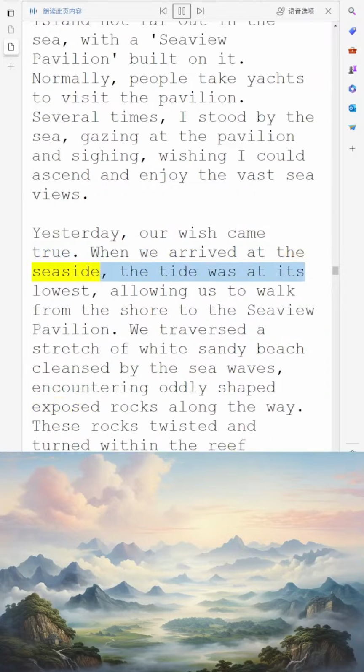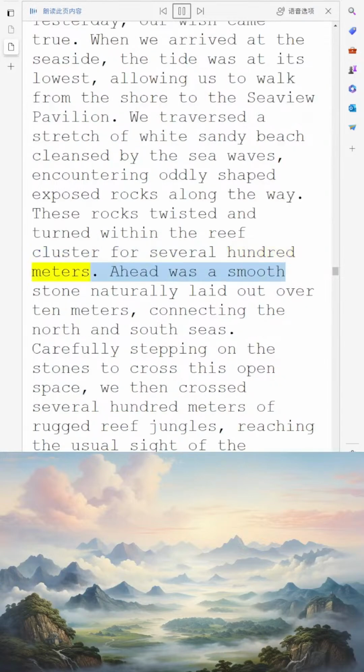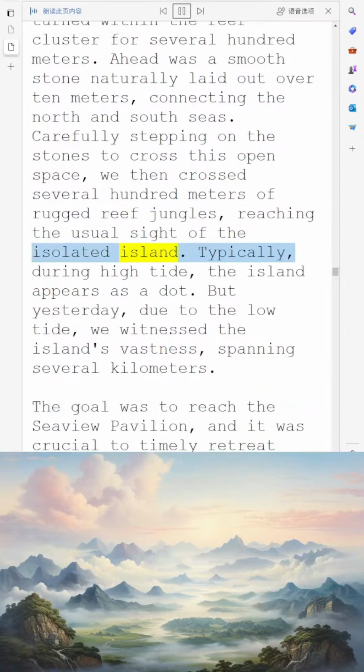When we arrived at the seaside, the tide was at its lowest, allowing us to walk from the shore to the sea view pavilion. We traversed a stretch of white sandy beach cleansed by the sea waves, encountering oddly shaped exposed rocks along the way. These rocks twisted and turned within the reef cluster for several hundred meters. Ahead was a smooth stone naturally laid out over 10 meters, connecting the North and South Seas. Carefully stepping on the stones to cross this open space, we then crossed several hundred meters of rugged reef jungles, reaching the usual site of the isolated island.